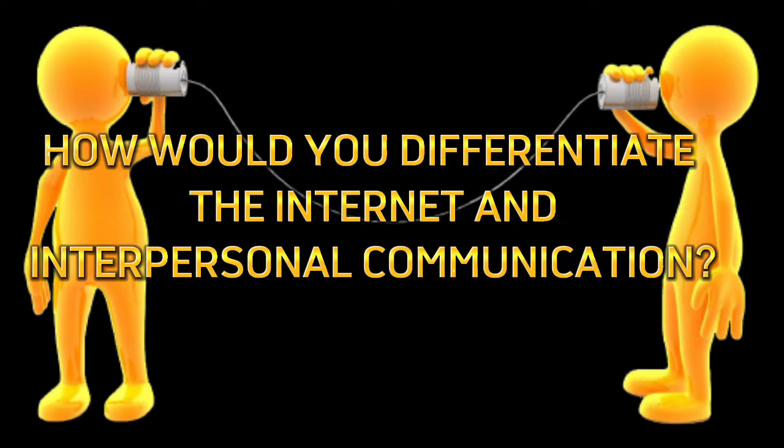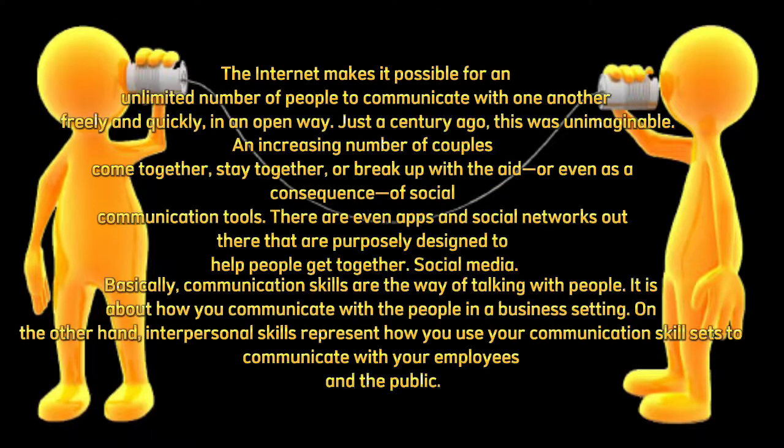How would you differentiate the internet and interpersonal communication? The internet makes it possible for an ultimate number of people to communicate with one another freely and quickly in an open way. Just a century ago, this was unimaginable. An increasing number of couples come together, stay together, or break up with the aid or even as a consequence of social communication tools. There are even apps and social networks out there that are purposely designed to help people get together.